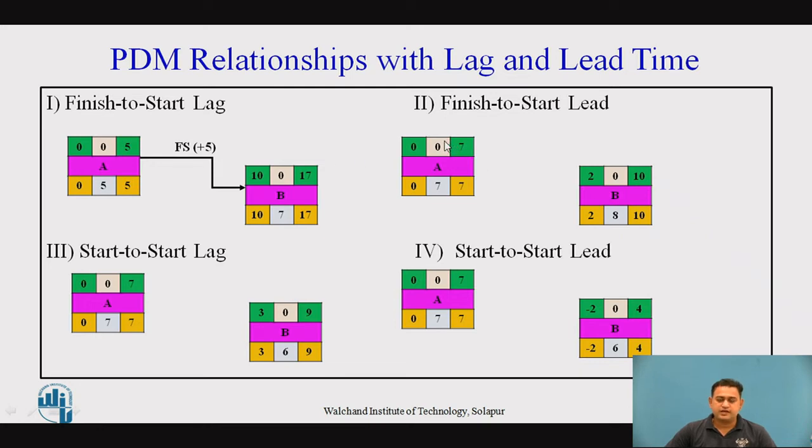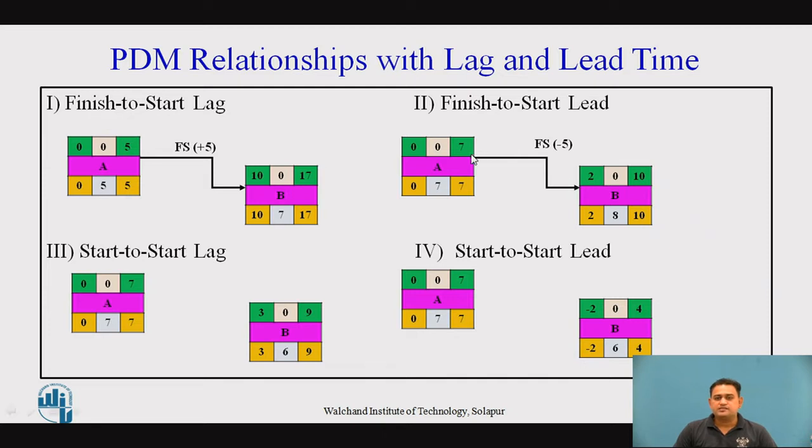Now, what about the finish to start lead? Here you are observing two activities A and B with the relationship of finish to start with the lead. So, it's a minus 5. Now, as we have seen, the earliest starting time of A will be 0. 0 plus 7, it's a 7. Now, there is a lead of minus 5. So, 7 minus 5, it's a 2. So, here the earliest starting time of B is now 2, because it's a lead. So, there is a reduction of number of days.